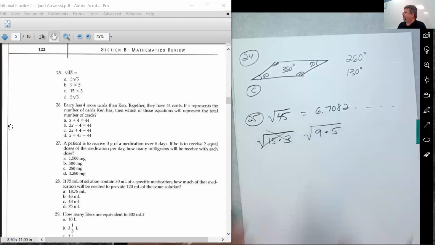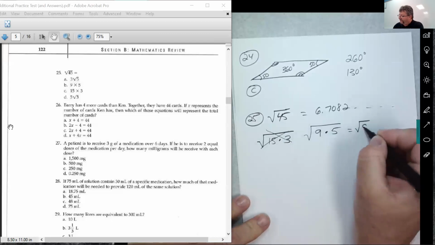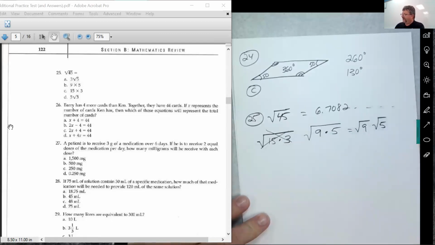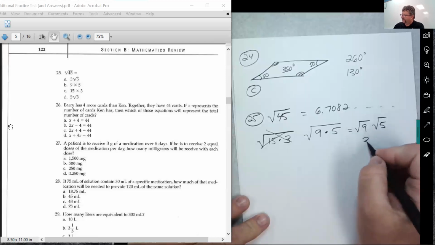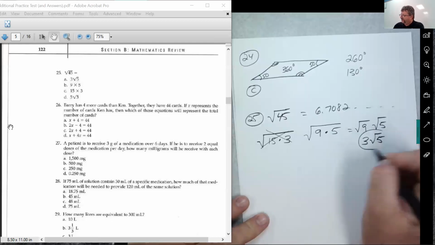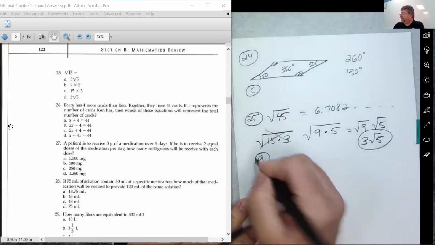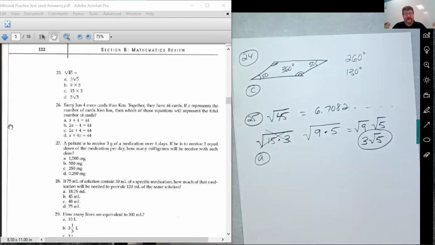I need to factor it in such a way that there's a perfect square root hidden inside. So how about 9 times 5? Because I know 9 is a perfect square root. So I can call that radical 9 or square root of 9 times the radical 5, and then the square root of 9 is just a good old 3. So we could read that answer as 3 radical 5, and if we look at our choices, I betcha one of them is going to be it, and it's choice A. Okay, so that's how we would tackle something like that, simplifying a radical.